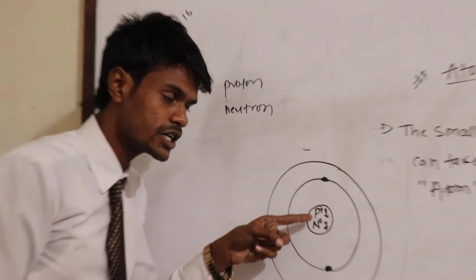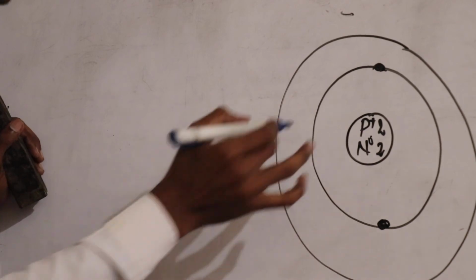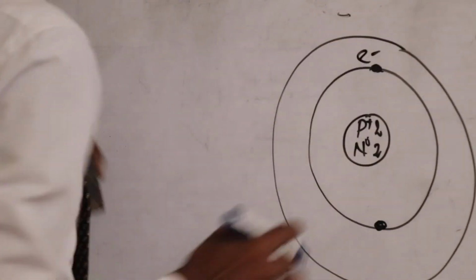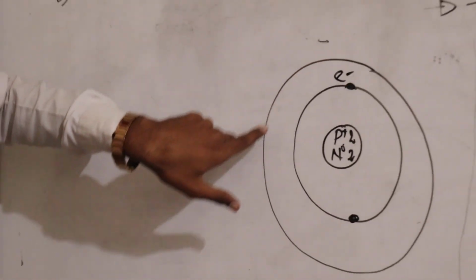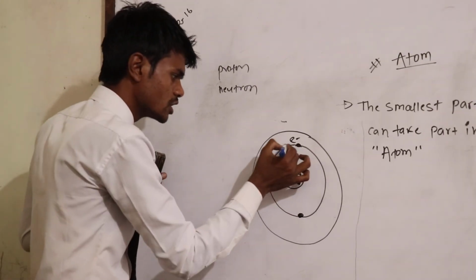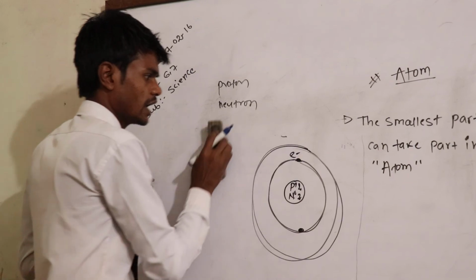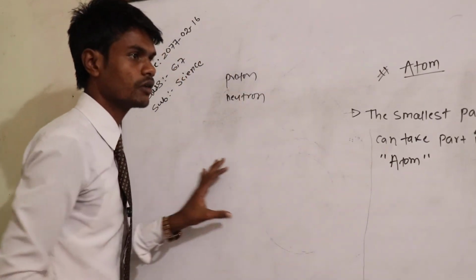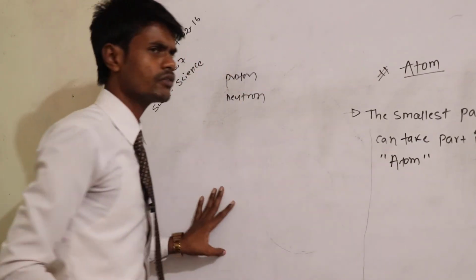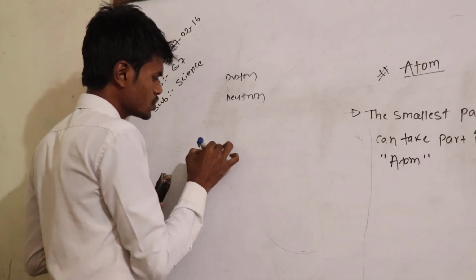Proton and neutron are always situated in the center of the atom, understand? But electrons are always revolving around the nucleus. Understand? This is the atomic model of helium. Next, the atomic model of sodium.